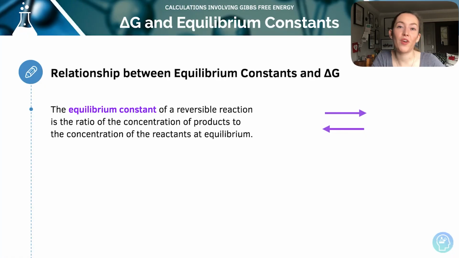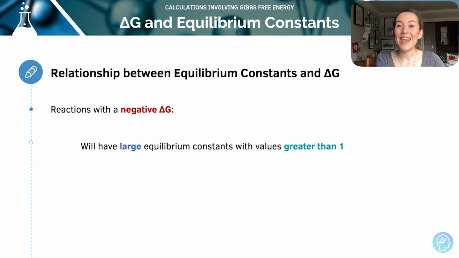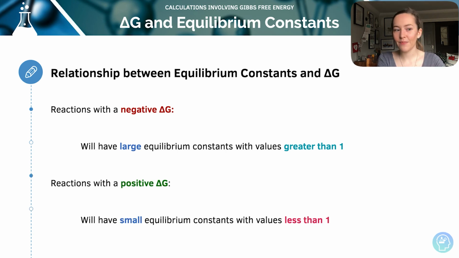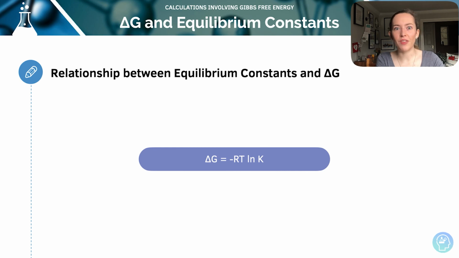We can use the Gibbs free energy value to also calculate the equilibrium constant K. Very useful. The equilibrium constant of a reversible reaction is the ratio of the concentration of the products to the reactants. Reactions with a negative Gibbs free energy value have a large equilibrium constant, so the value of K is greater than 1. Conversely, reactions with a positive Gibbs free energy value have a small equilibrium constant, so the value is less than 1, because the reaction is not very feasible, so it's going to be on the reactant side.